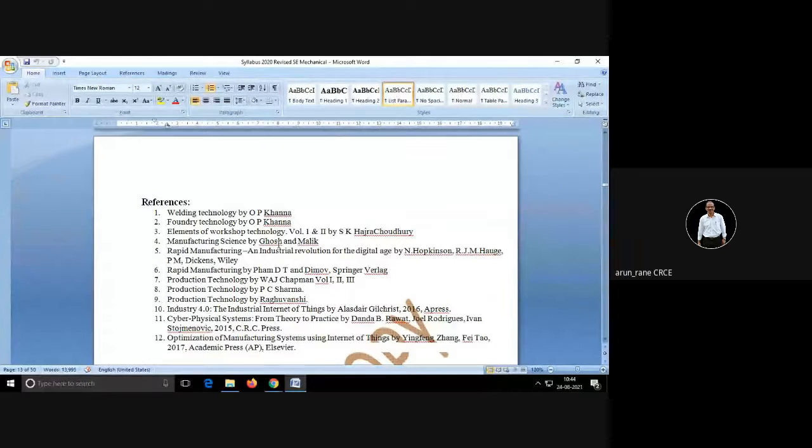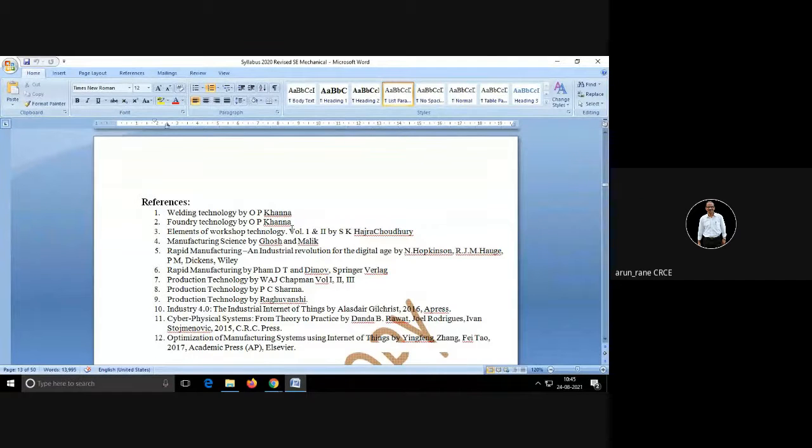From your placement and from your interview point of view also, this is very important. Like suppose you want to join the industries like say Godrej or L&T or Mahindras, then this subject plays very important role. And in next semester again you have CAD CAM, so that also plays very important role.